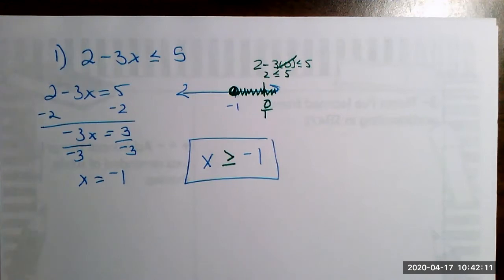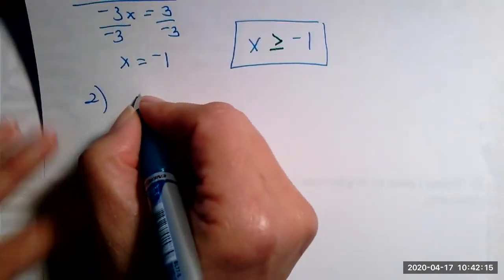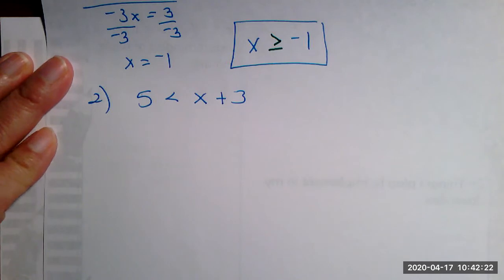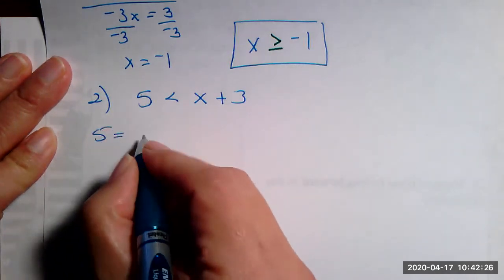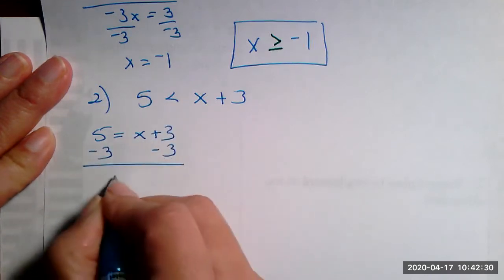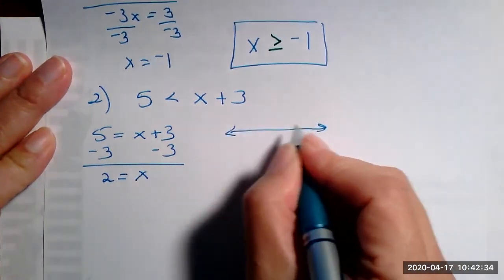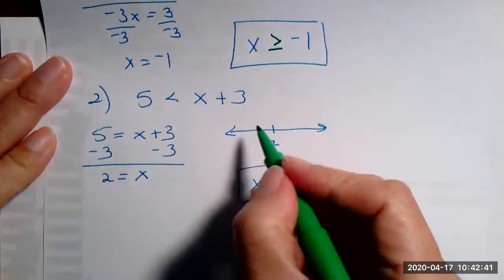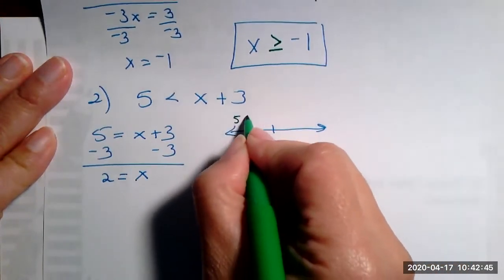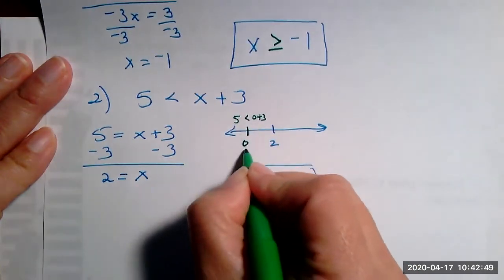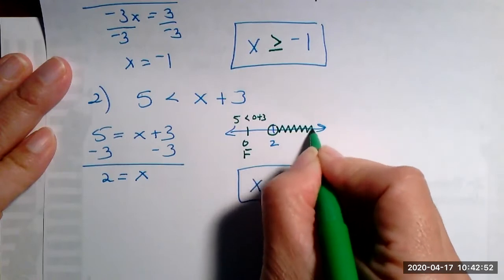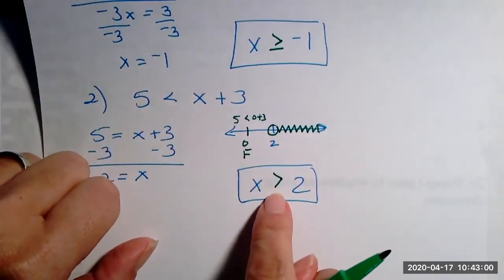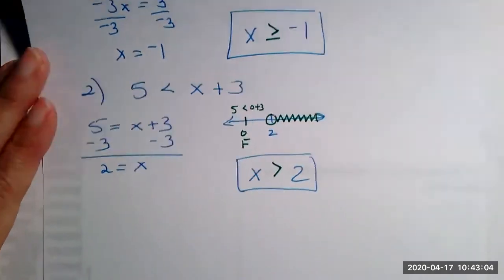All right, let's try the next one. 5 less than x plus 3. All right, let's check our answer. We're going to write 5 equals x plus 3, minus 3 from both sides. So x equals 2. Again, that's going to go on my number line. In fact, I can already put this in my final answer box. I'm going to test a point. So I'm going to test 0. Is 5 less than 0 plus 3? No, that's false. So I'm going to go in the other direction, which means I'm going to go this way. Notice that because there's no bar or equal sign, that's an open dot, which means there's no equal sign here. All right, let's try another one.